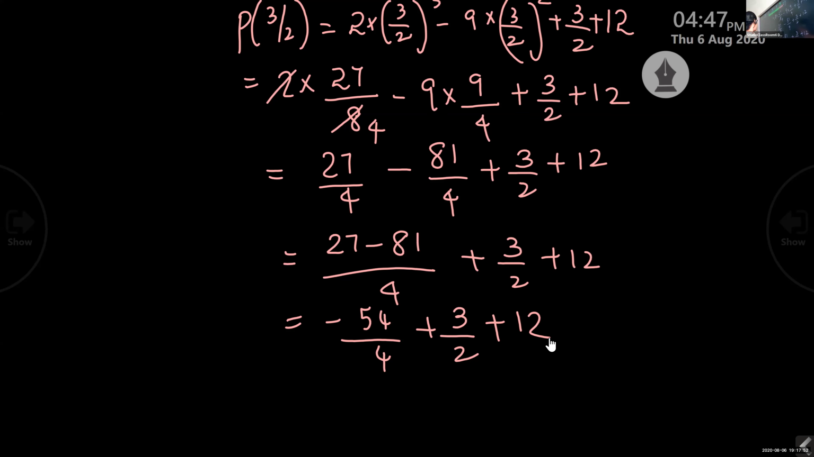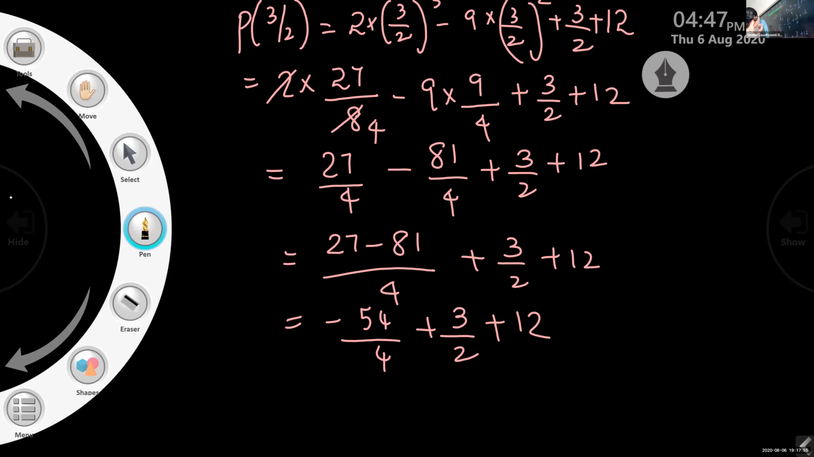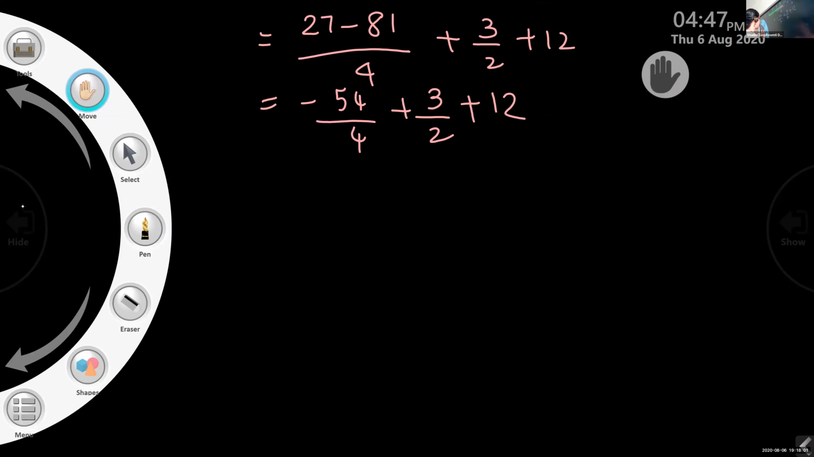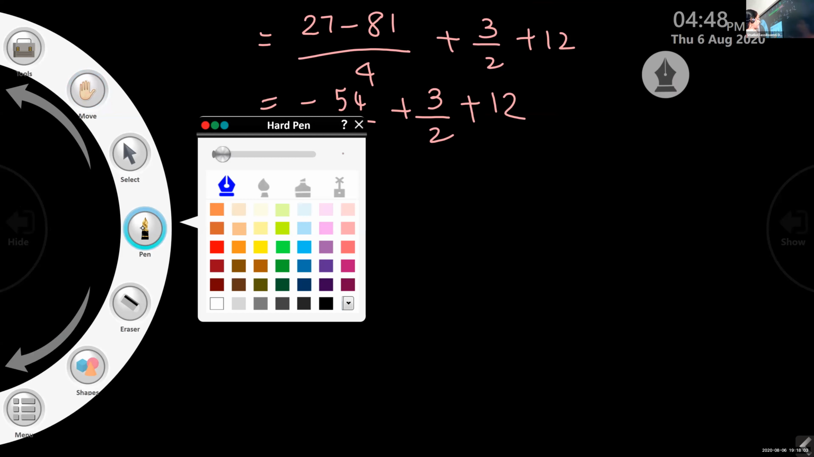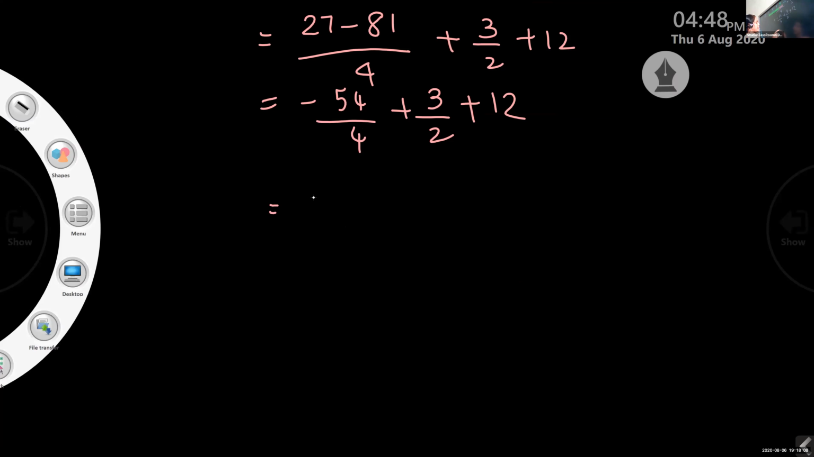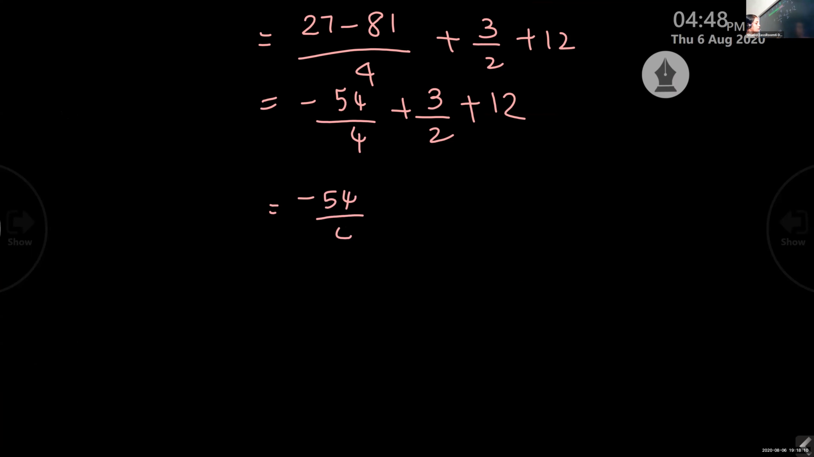Now find the LCM. 4 is the LCM. Now, negative 54 by 4, nothing to do. But 3 by 2 you should do by multiplying with 2. And 12 also multiplying with the 4, 12 by 1 like this.